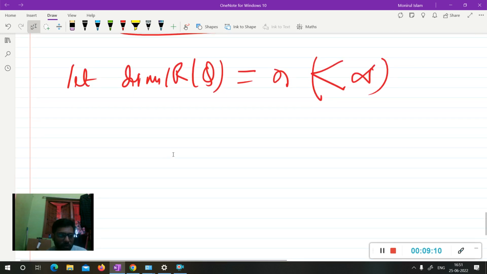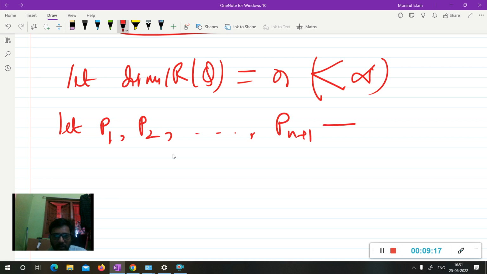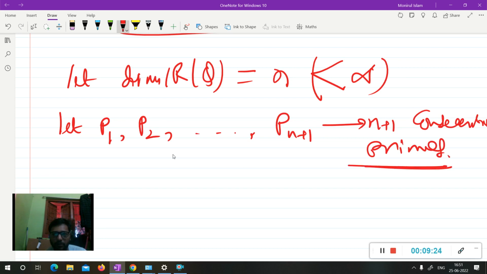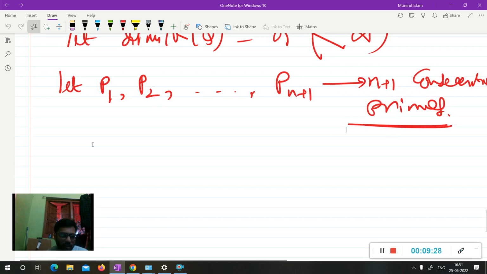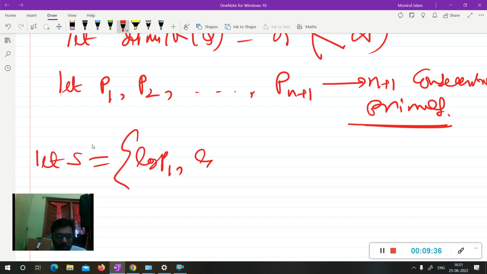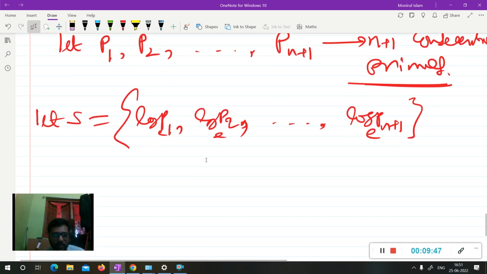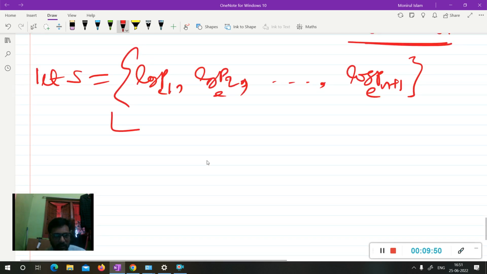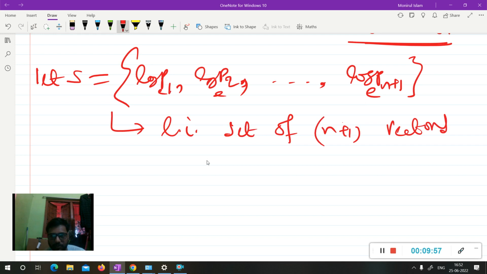How? See, if I choose n plus 1 consecutive primes, p1, p2, up to p(n+1), and consider the set S equal to log p1, log p2, up to log p(n+1), where obviously the base is e, then you can prove easily that this set is a linearly independent set of n plus 1 vectors.